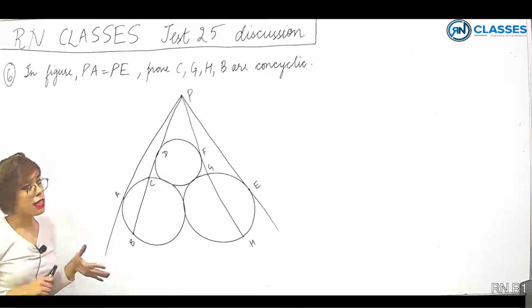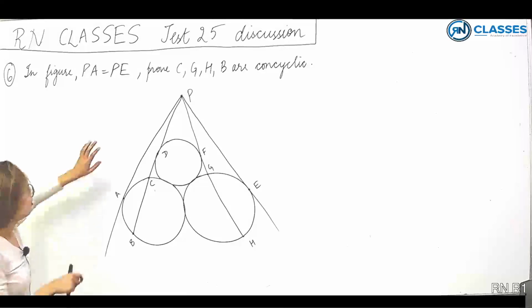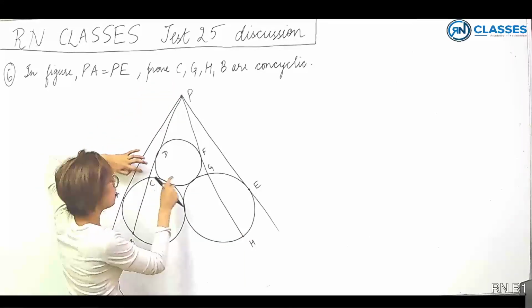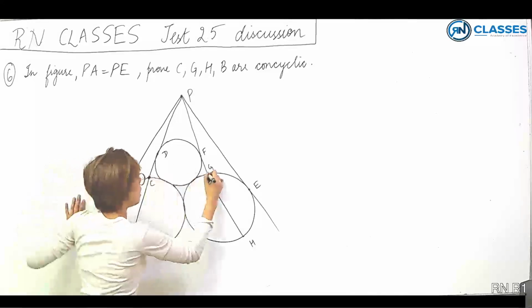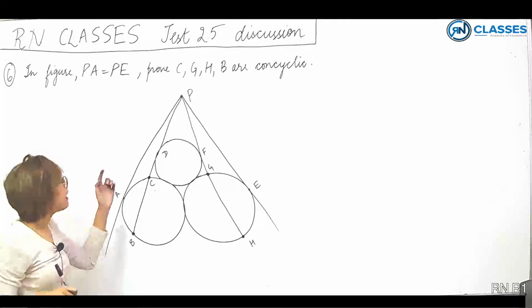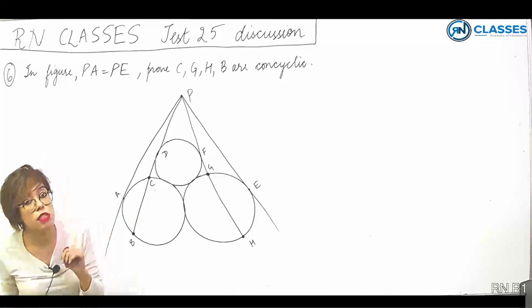Alright. So the next and the last question, and it is such a tiny question. So in the figure, PA is equal to PE. We need to prove C, G, H and B are concyclic. That means these 4 points lie on a circle. You need to prove this.